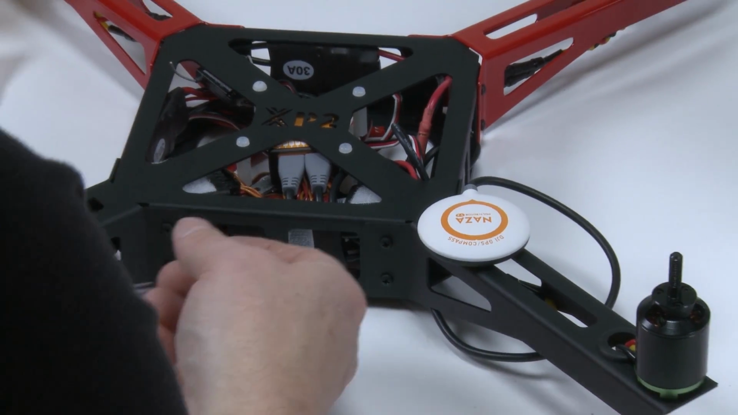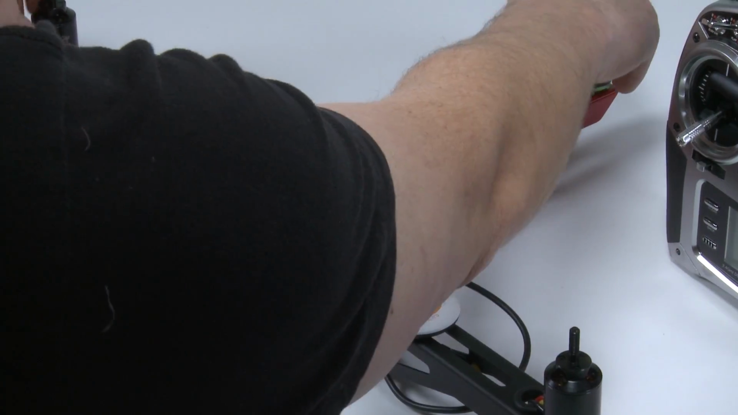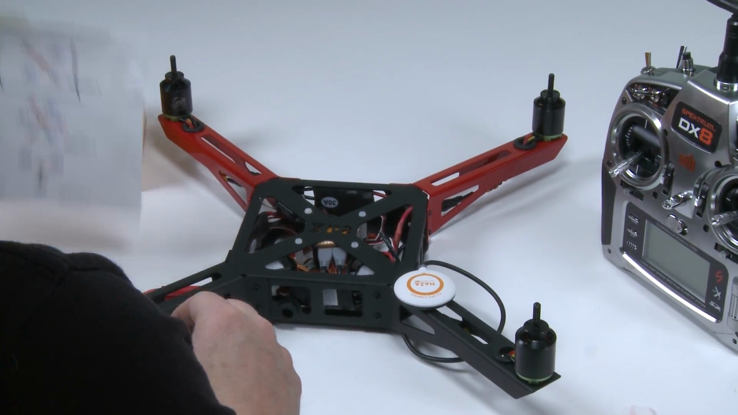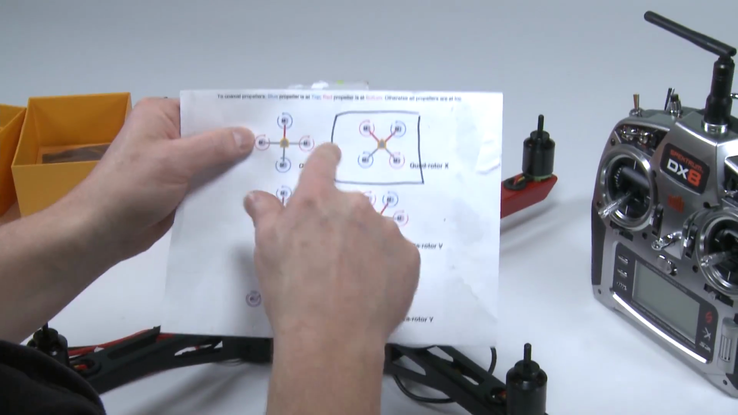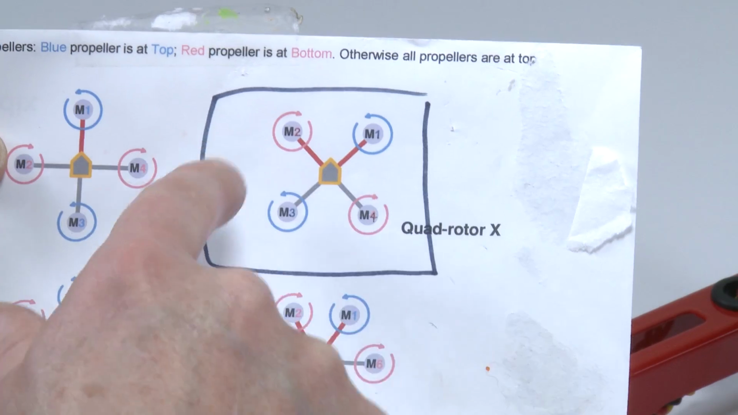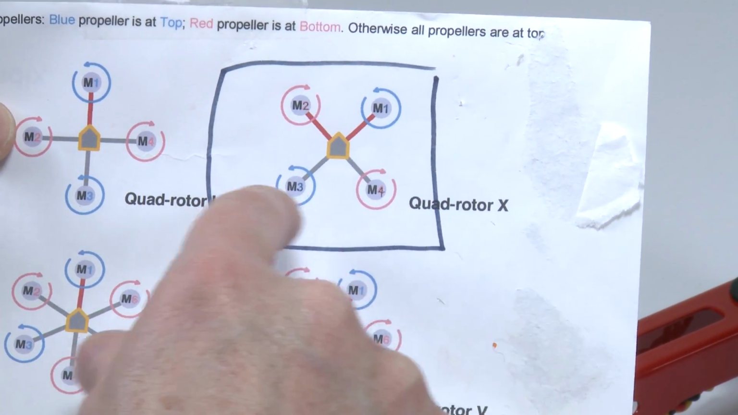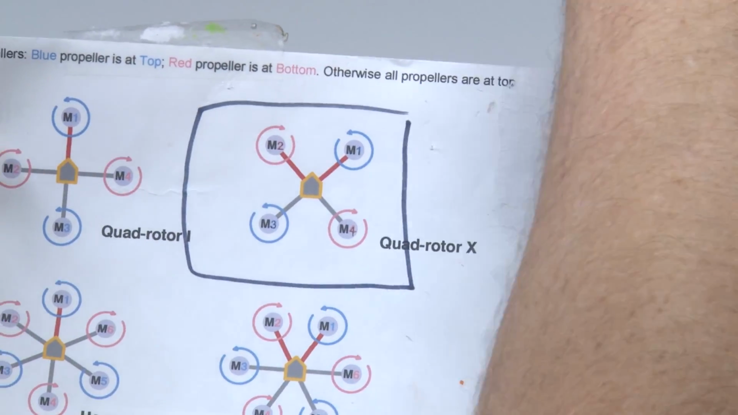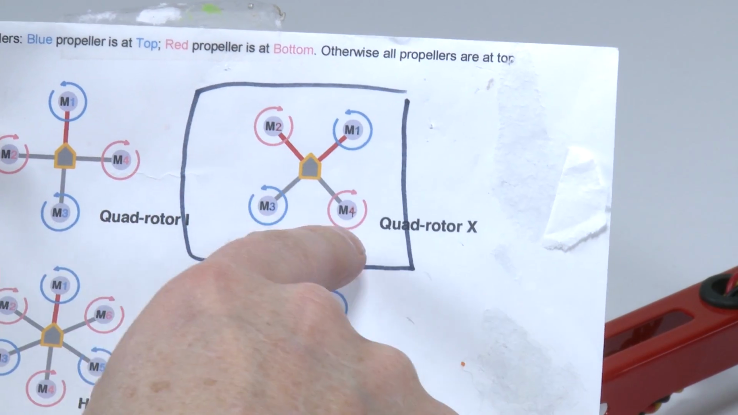That's done. We need to check the rotation of the motors and make sure that they're spinning correctly. We're going to go back to this great little deal that I was showing you earlier. We're going to check motors 1, 2, 3, and 4. So 1 and 3 are both going to be spinning counterclockwise. 2 and 4 should be spinning clockwise.